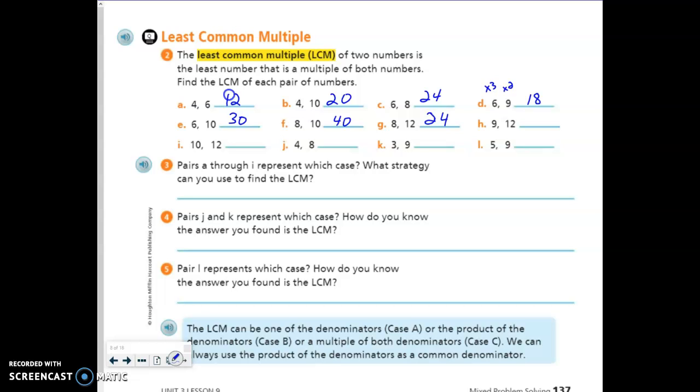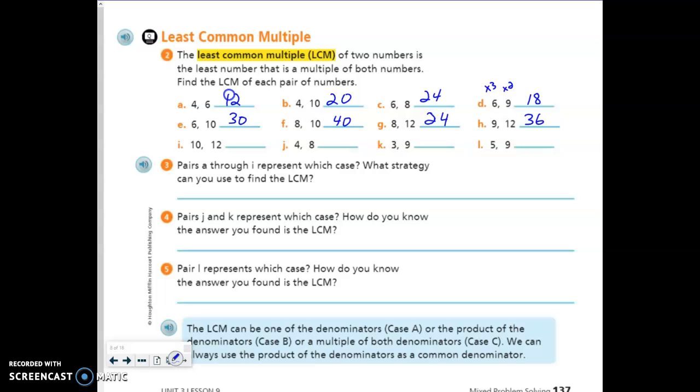Okay, how about 9? 9 again, we're looking at 9, 18, 27, 36. Skip count by 12s. 12, 24, 36 is the first number I come across that appears on both lists. All right. So hopefully we are recognizing that as we go through there.